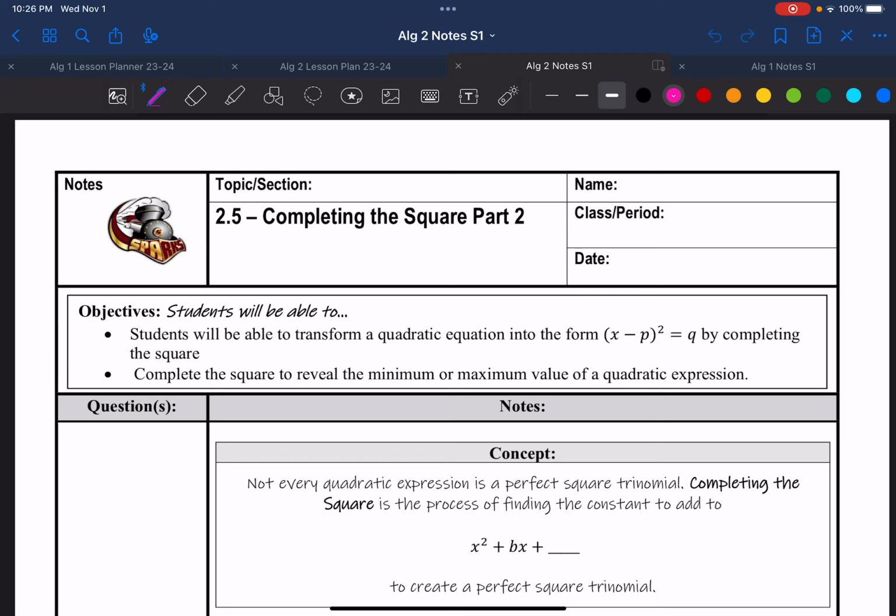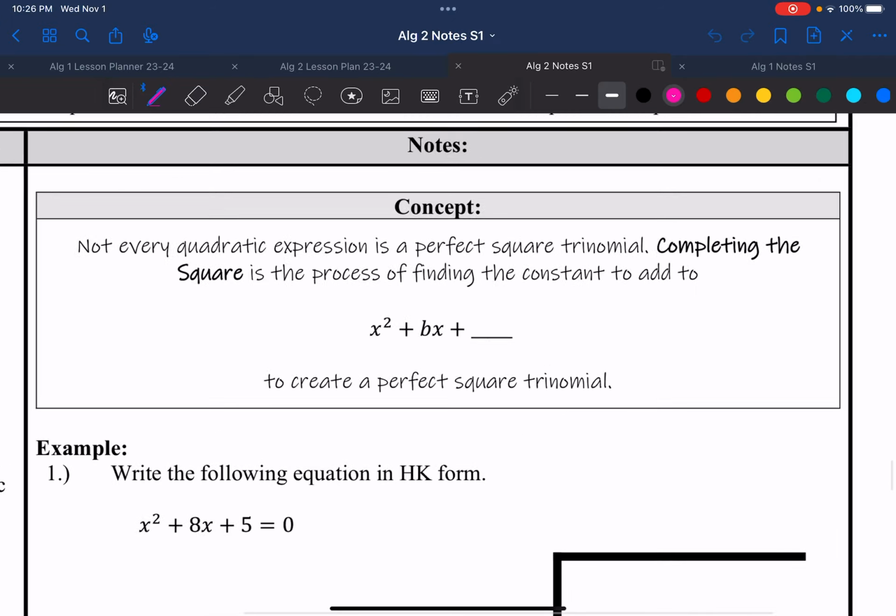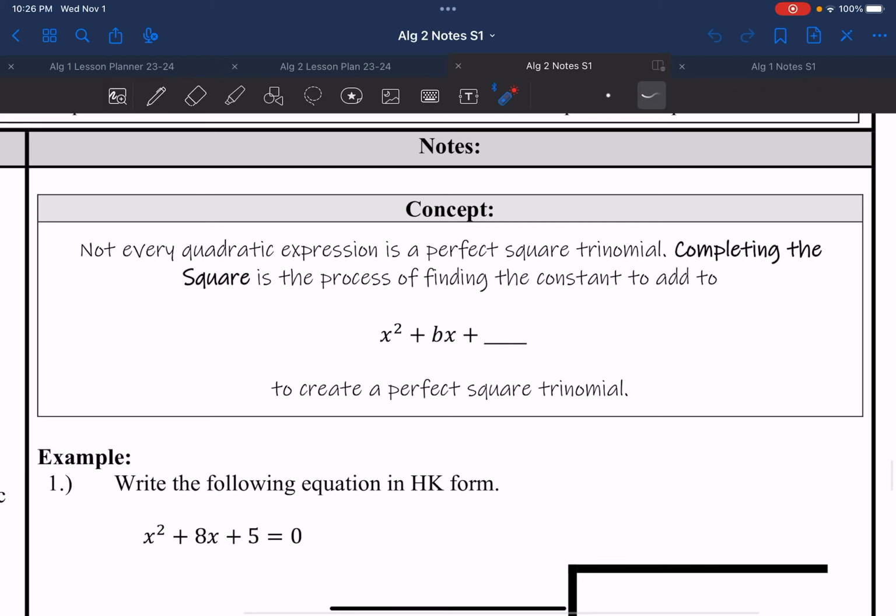So we are on 2.5, completing the square, part 2. Last time we were using our algebra tiles to build problems. We're doing the same thing today, just without the tiles, and without not knowing what C is. When we looked at this on Tuesday, we were working to find our missing piece. We're still doing that, only this time we're going to have a value for C.